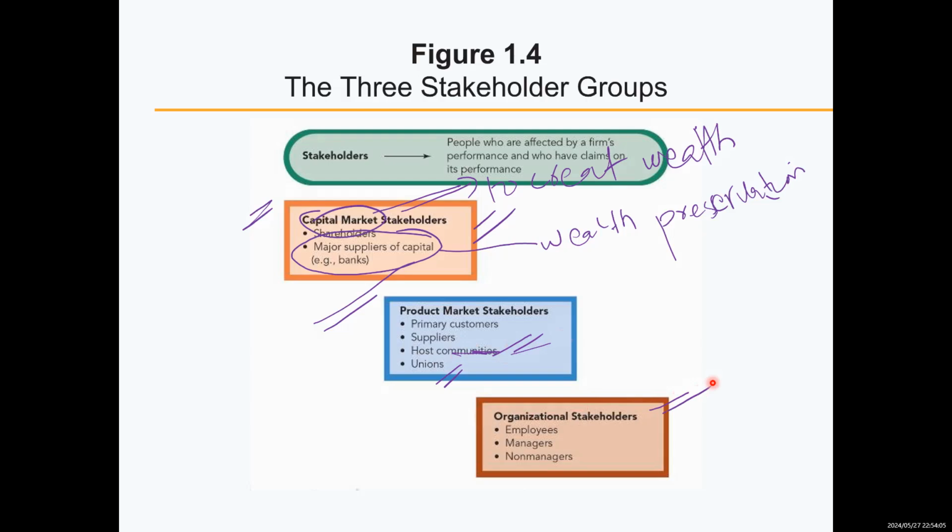The third category is organizational stakeholders. These are employees, either managerial employees or non-managerial employees. And what are their expectations or demands from the organization? They want to secure their job, all right, and they want a rewarding environment, right?